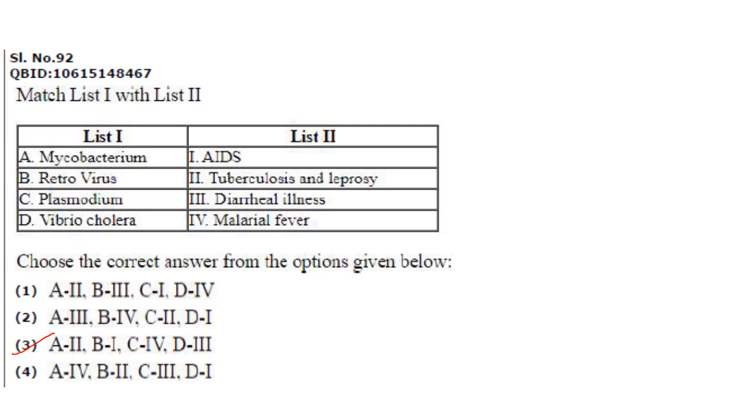Then here they have given various organisms and the diseases that they cause. So Mycobacterium, it causes tuberculosis and leprosy. Mycobacterium tuberculosis causes tuberculosis, and Mycobacterium leprae causes leprosy. So A is 2. Retrovirus is involved in causing AIDS. Plasmodium is for malarial fever, and Vibrio cholerae is diarrheal illness. So the answer here is option 3. A2, B1, C4, D3.